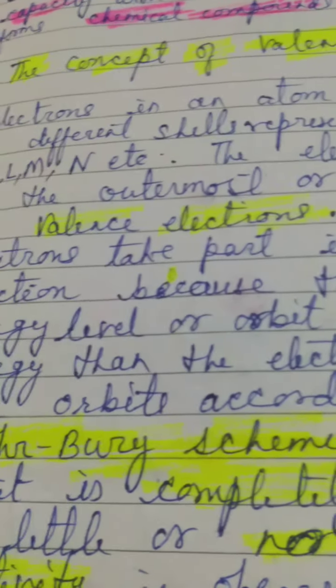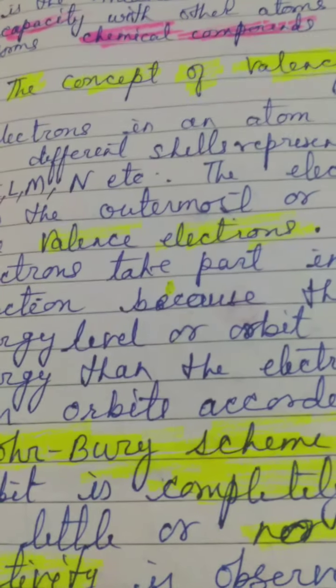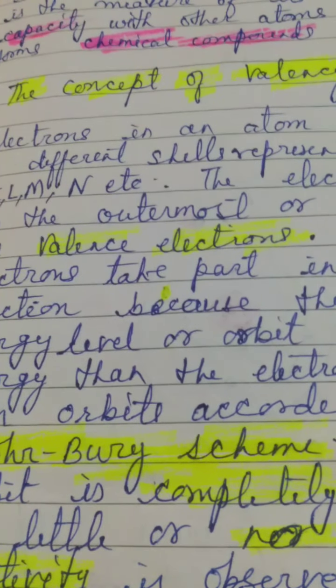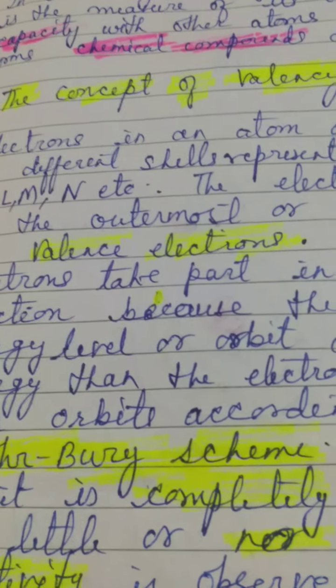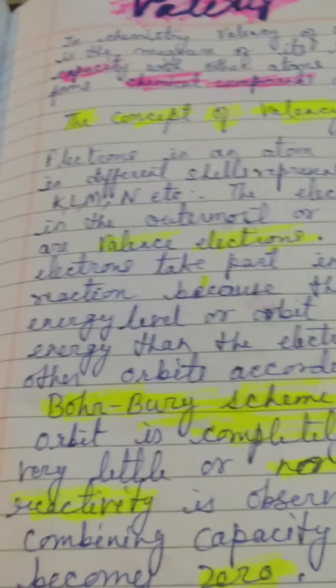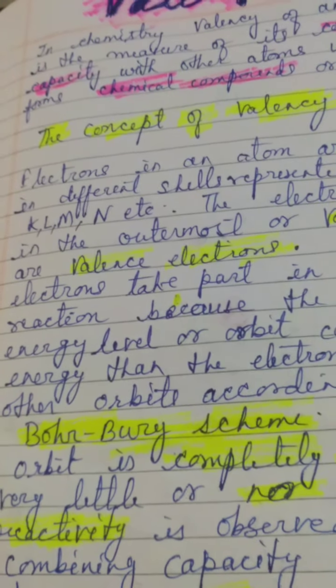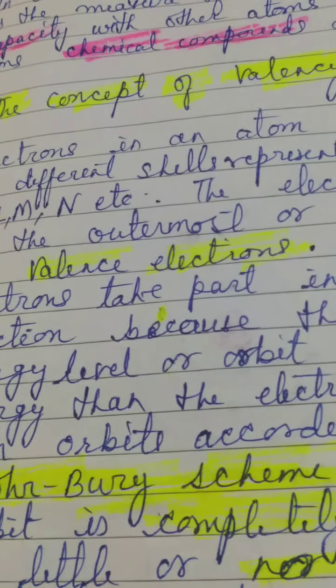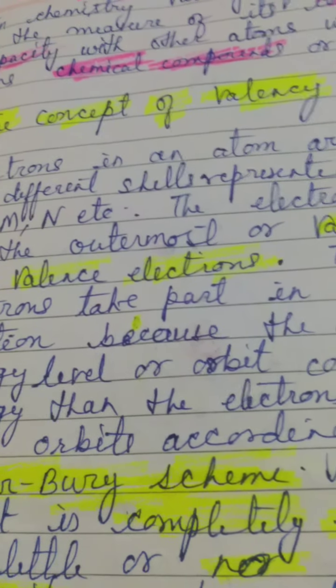This valence electron becomes deciding in determining the valency of any element, children. Just keep it in mind forever. Valence electrons decide the valency, and these valence electrons actually are responsible for the chemical reactivity of the atom, because these valence electrons have the highest energy in that atom.